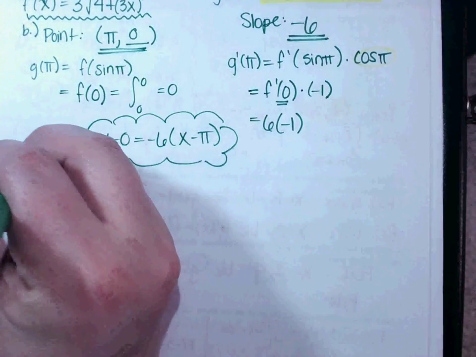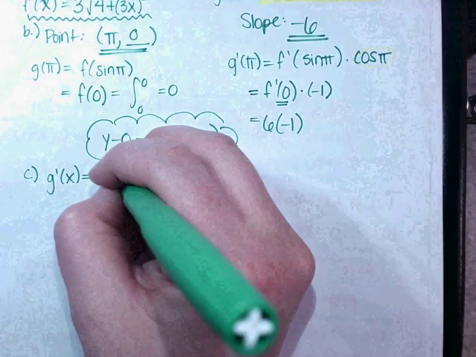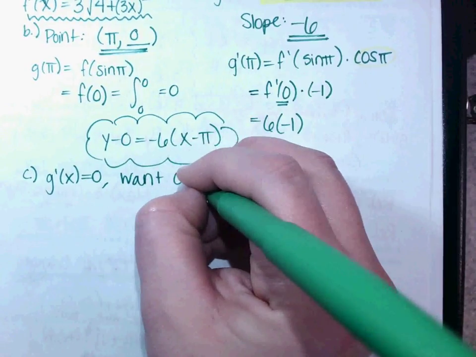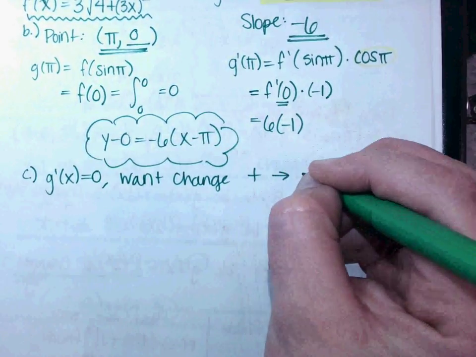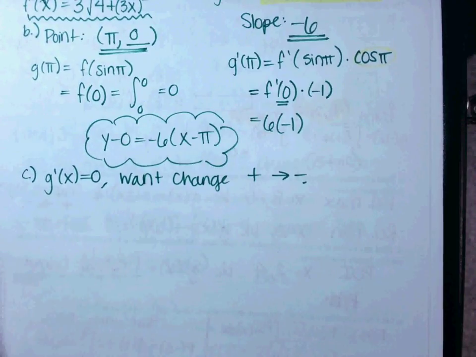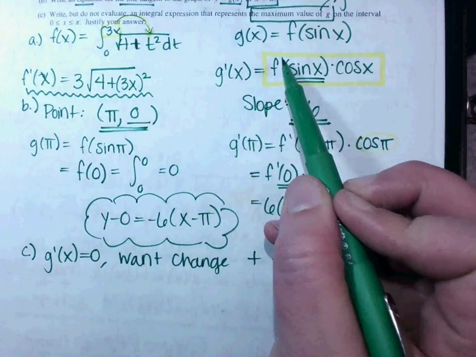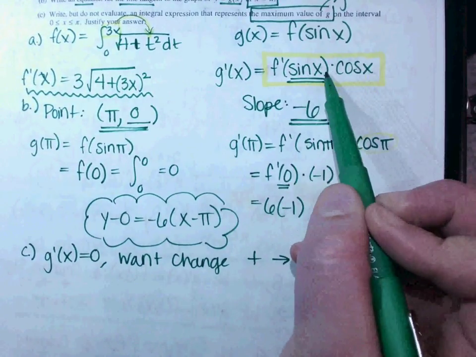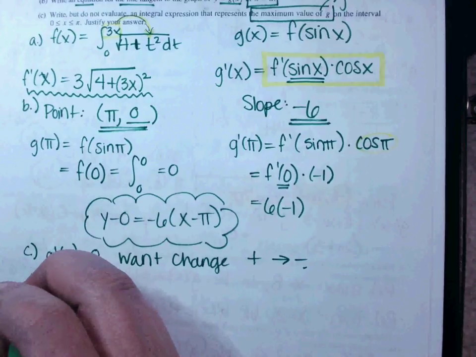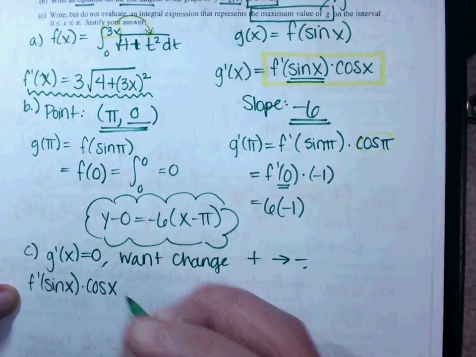So for part C, I'm going to let G prime of x equal 0. Then I want it to change from plus to minus. That's the goal. I want G prime to change from plus to minus so that I know that I have a max. Okay? So let's figure out what G prime is. Look at your equation that we wrote earlier. It's f prime of sine x times cosine x. I'm going to write that down first. F prime of sine x times cosine x.